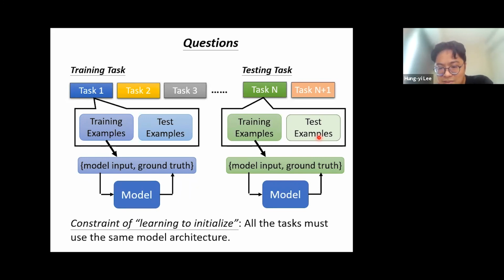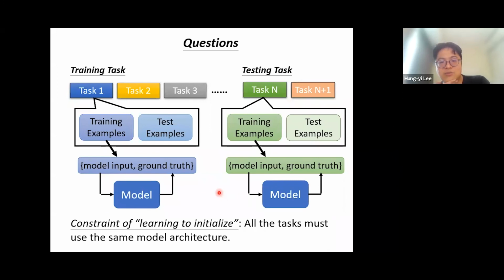Another question is, please keep in mind that there is some constraint for the learning to initialize approach. There is some constraint for MAML. In MAML, a basic assumption is all the tasks must use the same model architecture. If some task needs some specialized network architecture, then learning to initialize cannot apply, because learning to initialize is to learn the initialized parameter. So you have to assume that all the different tasks have the same model architecture. In this way, the initialized parameter learned from some tasks can be applied on other sets of tasks. So there's some constraint for learning to initialize. You have to assume all the different tasks can be solved by the same model architecture.